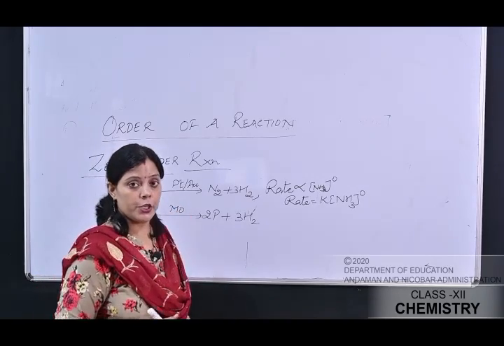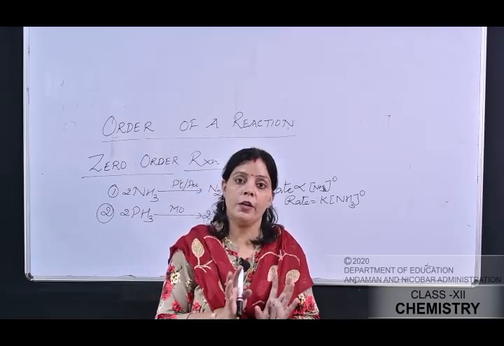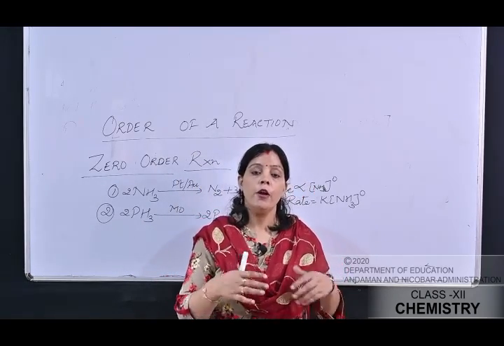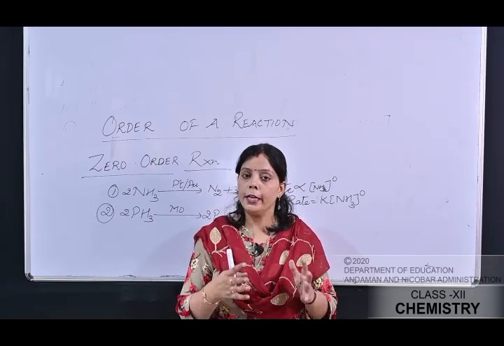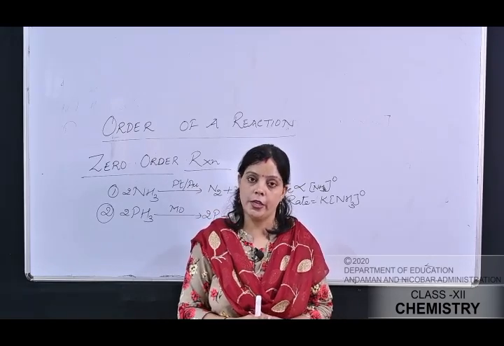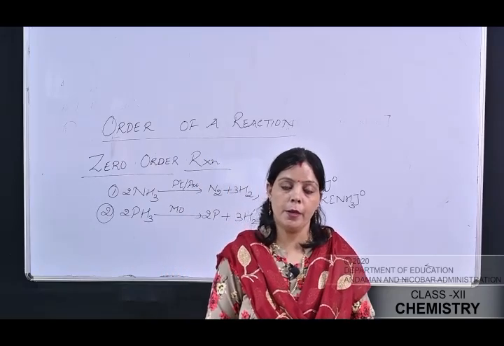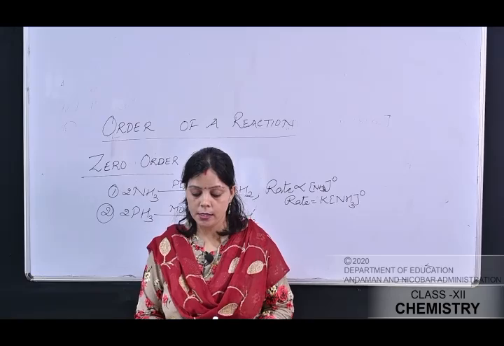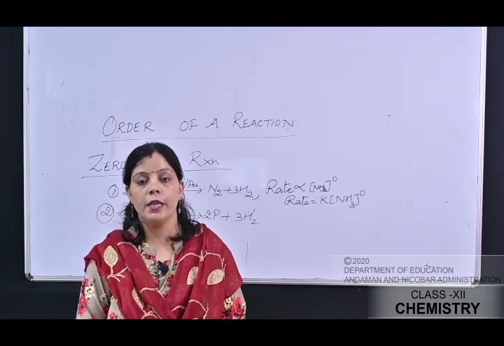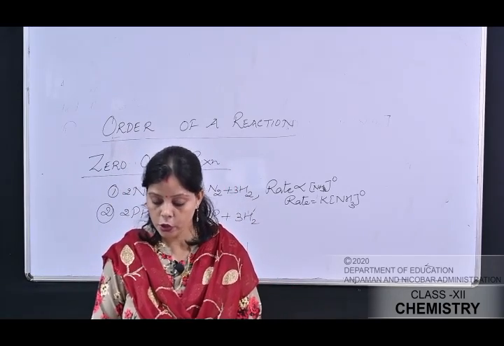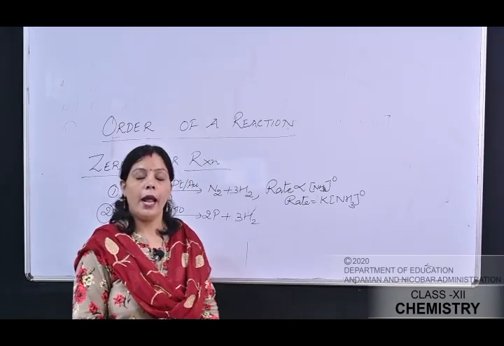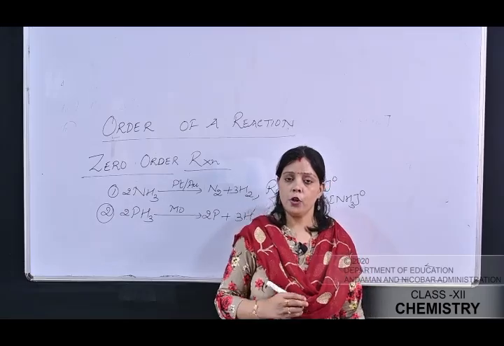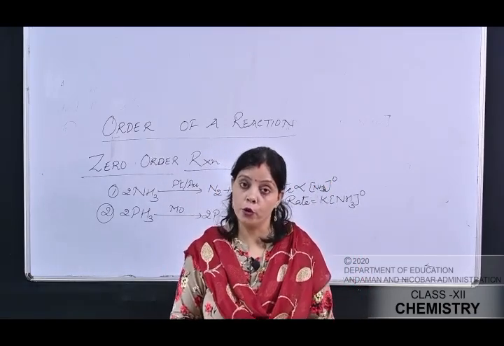So at very high pressure, the molybdenum surface is completely covered by the phosphine, and when we further increase the concentration or pressure of phosphine, it does not change the rate of the reaction, and the rate becomes independent of the concentration of the phosphine. So these are some of the important examples of zero order, first order, second order, and third order reactions. After that, a question arises: is it possible to have a reaction of fourth order?